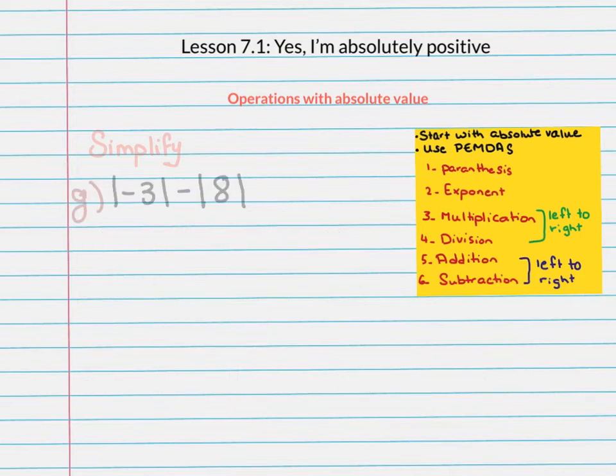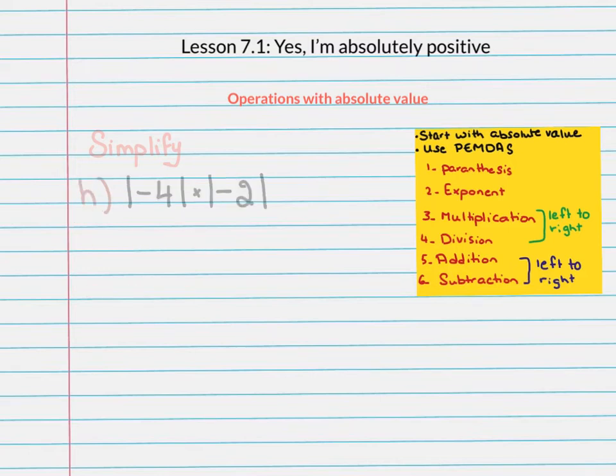We have here two absolute values. We need to finish each absolute value alone. So we're going to start with absolute value of -3. As you can see here, the negative is not allowed to come out, so the value will be a 3. Then we move to the other absolute value. The negative sign remains as is. Absolute value of 8. 8 is positive, so it will come out as 8. 3 minus 8 is a -5.